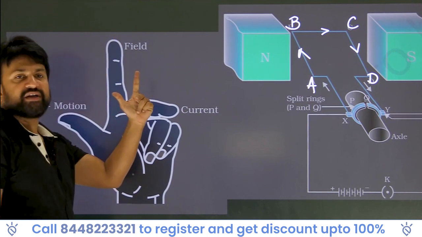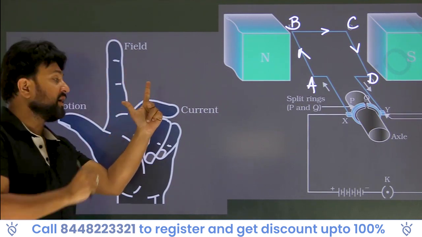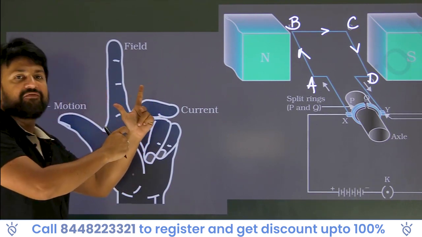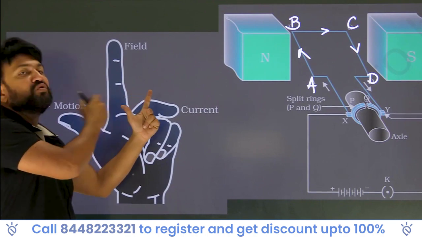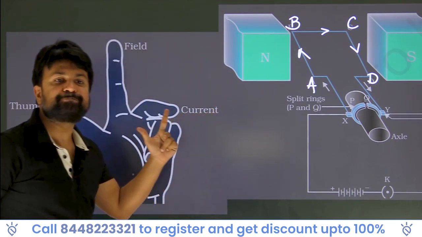The forefinger shows the direction of field. The thumb shows the direction of the force. The direction of magnetic field, the direction of motion, okay, where the magnetic force is going to act.